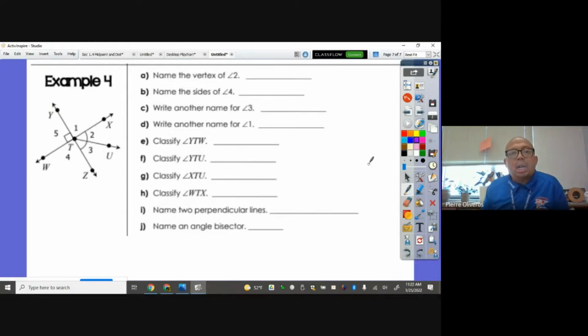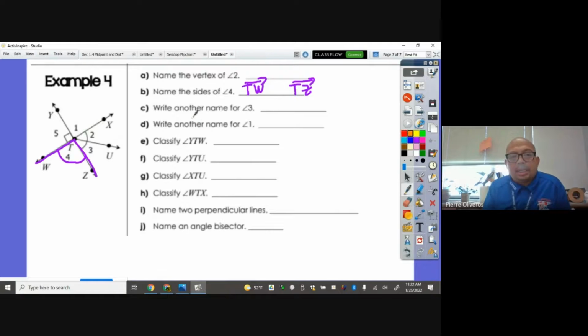Example number four, name the vertex of angle 2. Angle 2 is right here. This angle 2. So the angle it's pertaining to is this. The vertex there is point T. Name the sides of angle 4. Angle 4 is right here. So the sides are ray TW and ray TZ.